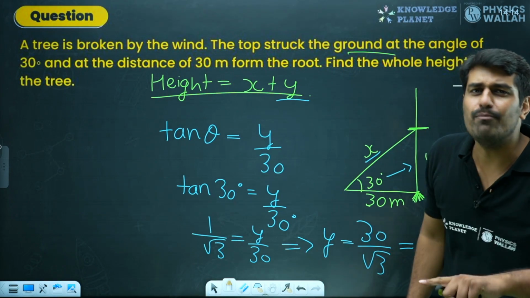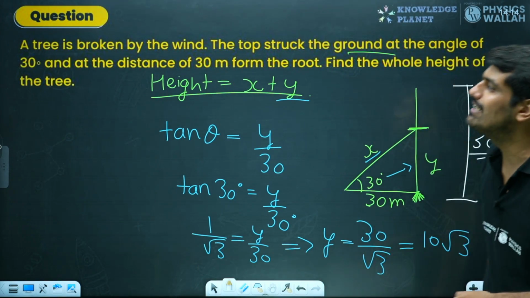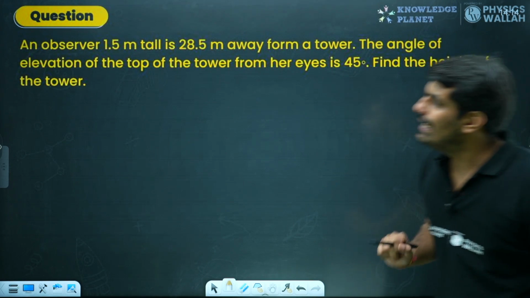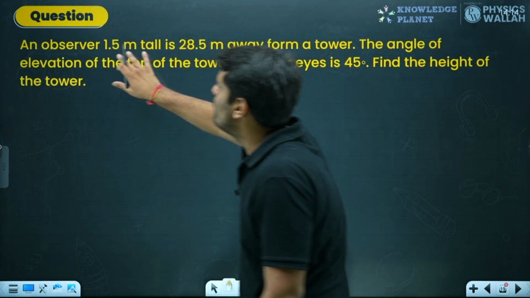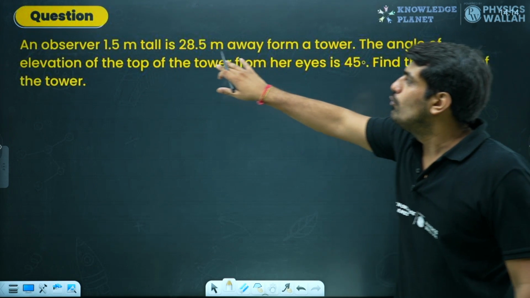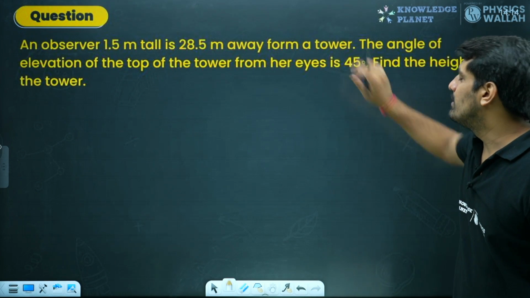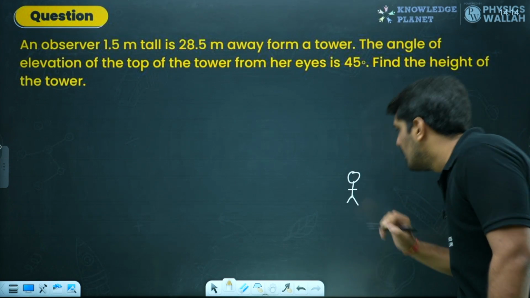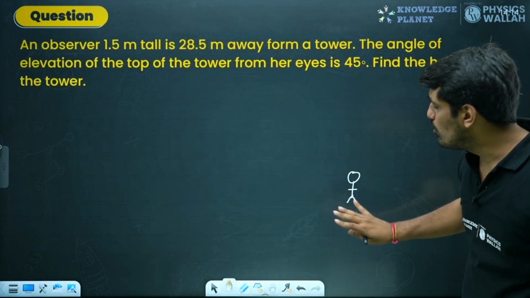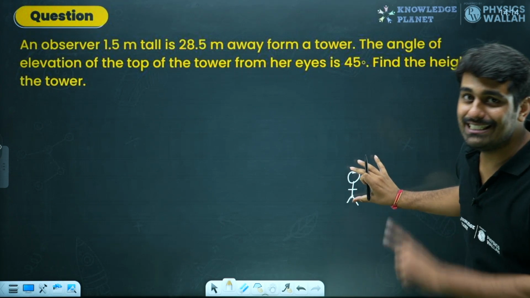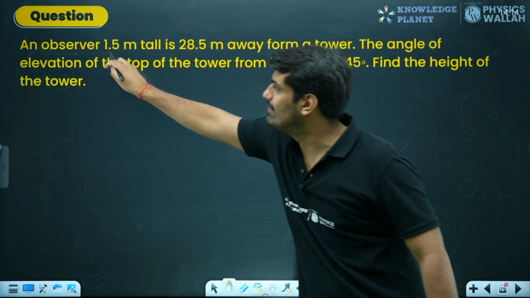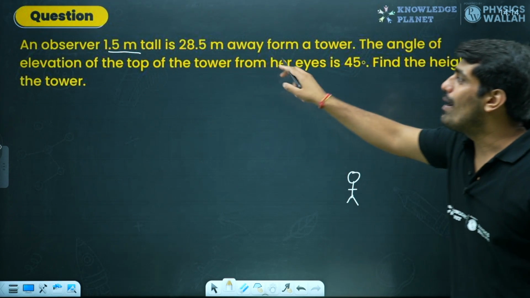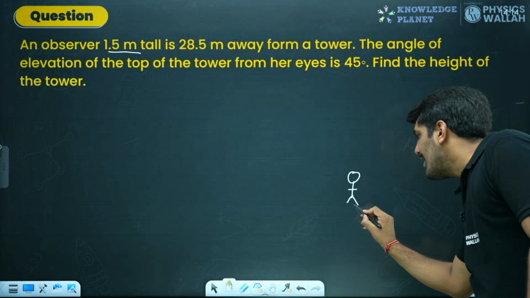So let's solve one more question related to 5 marks if you're interested in the marks part. Next and the final question of the session is here. It says an observer 1.5 meter tall is 28.5 meter away from the tower. So first of all, let me draw the person. I don't know what is the gender, but I know the height. This is given to me. This is 1.5 meter. Fair enough. Is 28.5 meter away from a tower. So I know this distance.